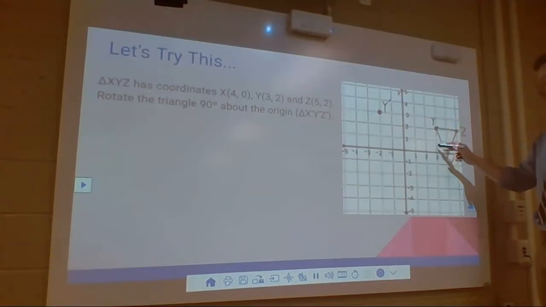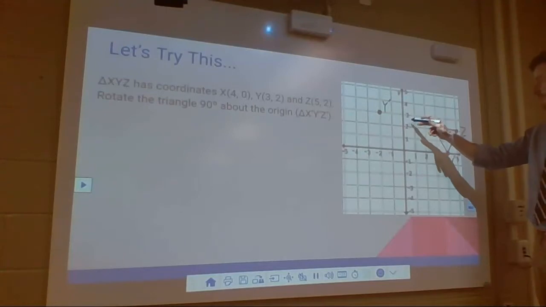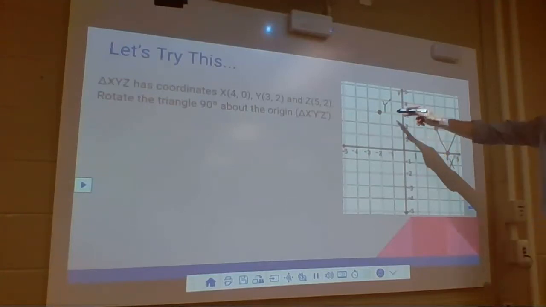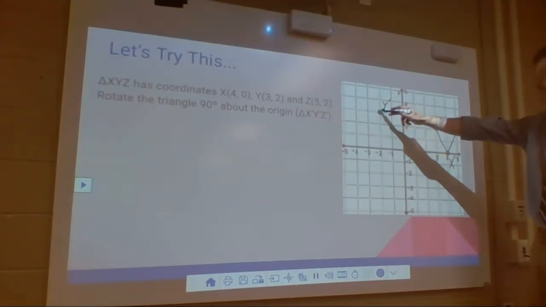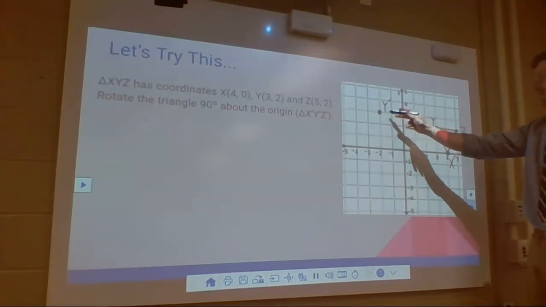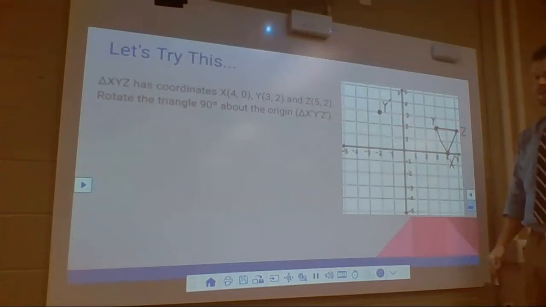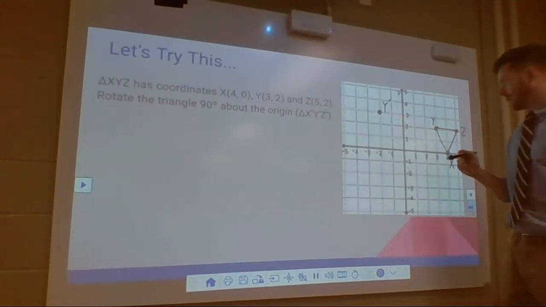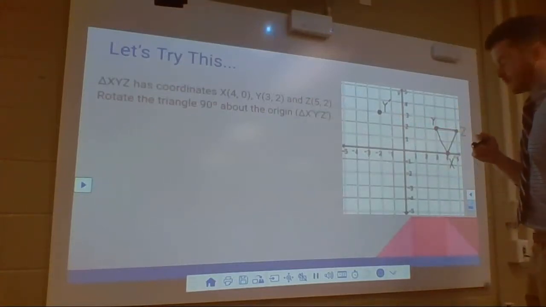Because point y was 2 units away from the x-axis and 3 units away from the y-axis, I'm switching it up in this quadrant. It's going to be 2 units away from the y-axis and 3 units away from the x-axis now. All right. Now hang in there with me.